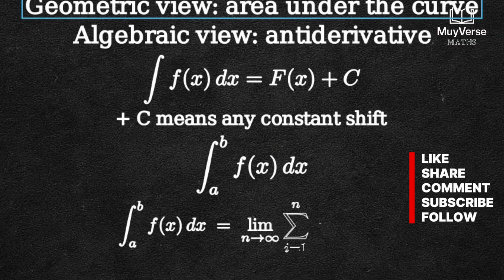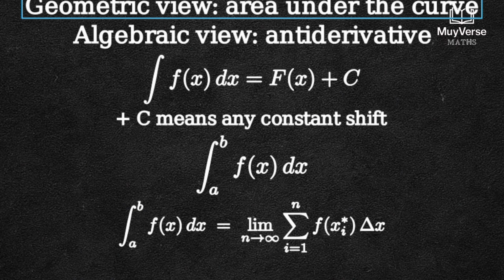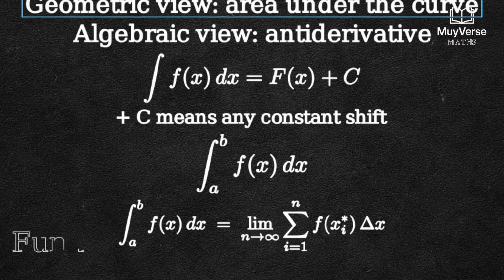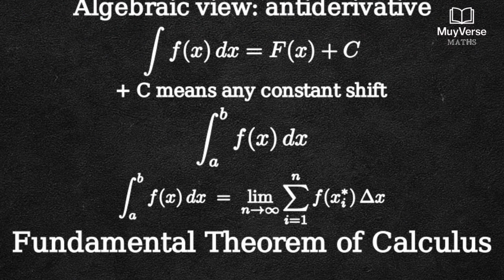Think of slicing the interval into many thin pieces, multiplying height times width, and summing. In the limit, the sum becomes the definite integral. The fundamental theorem of calculus links both views. It says the integral from a to b of f of x dx equals F of b minus F of a, where F is an antiderivative of f.